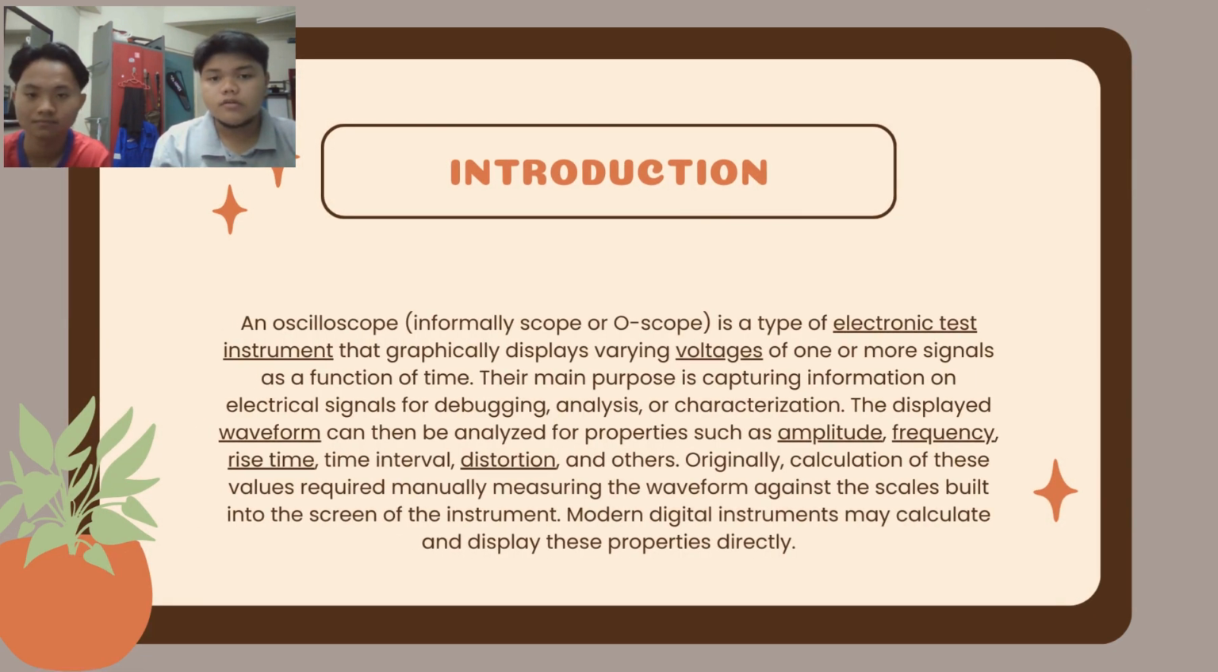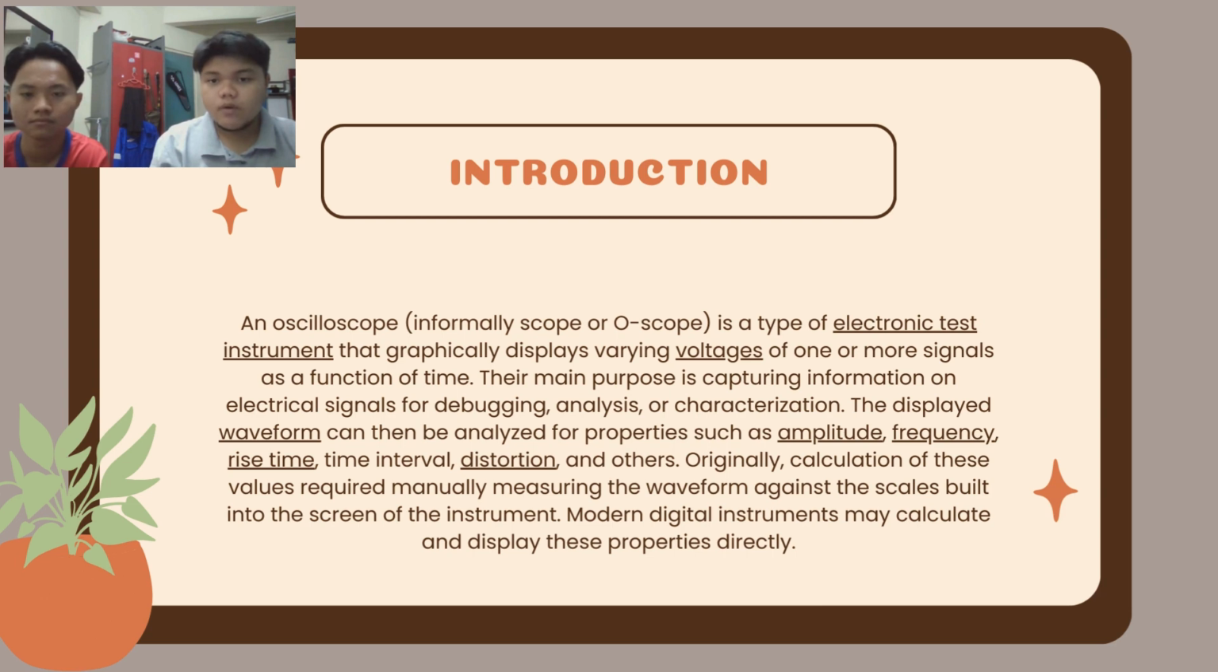Introduction to oscilloscope. An oscilloscope, informally scope, is a type of electronic test instrument that graphically displays varying voltage of one or more signals as a function of time. The main purpose is capturing information on electrical signals for debugging, analysis, or characterization.